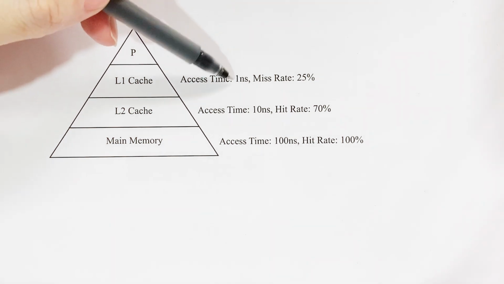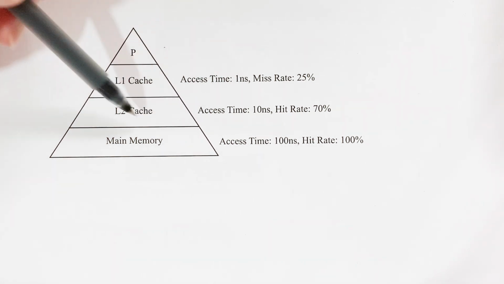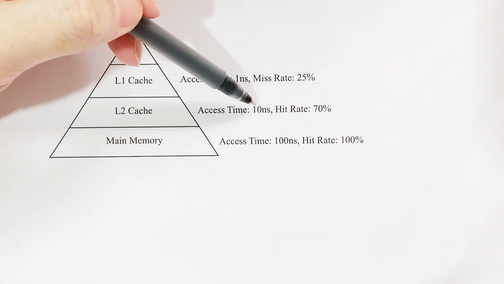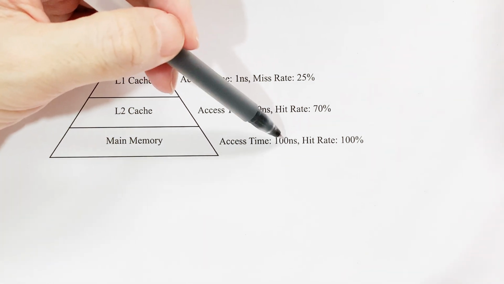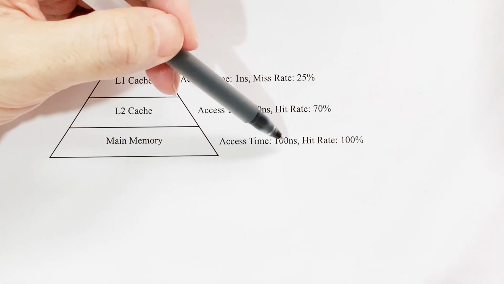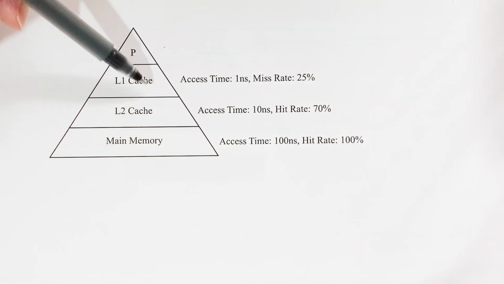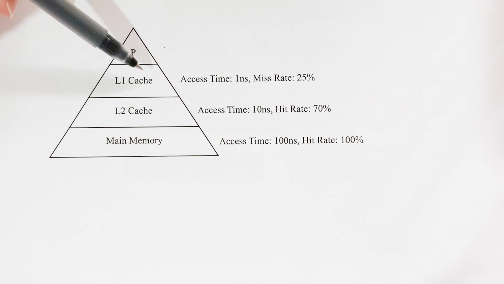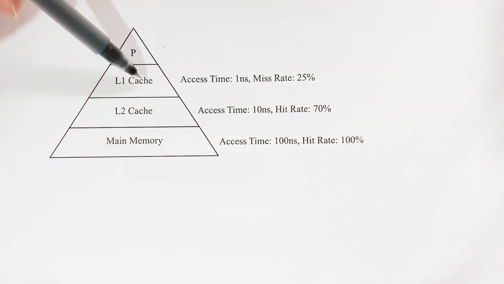For example, the access time for level 1 cache is only 1 nanosecond, and for level 2 cache is 10 nanoseconds. And lastly, when it needs to go to the main memory, it would take about 100 nanoseconds in order to get the data. The performance of the cache memory is evaluated by calculating the miss rate or the hit rate of a cache memory.